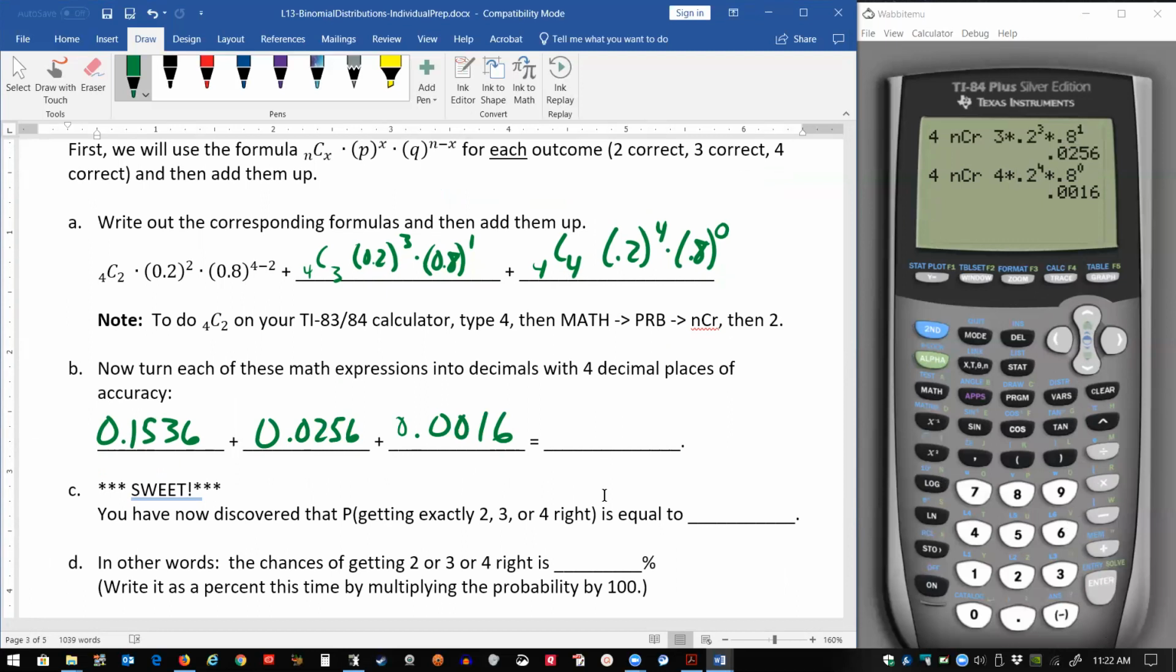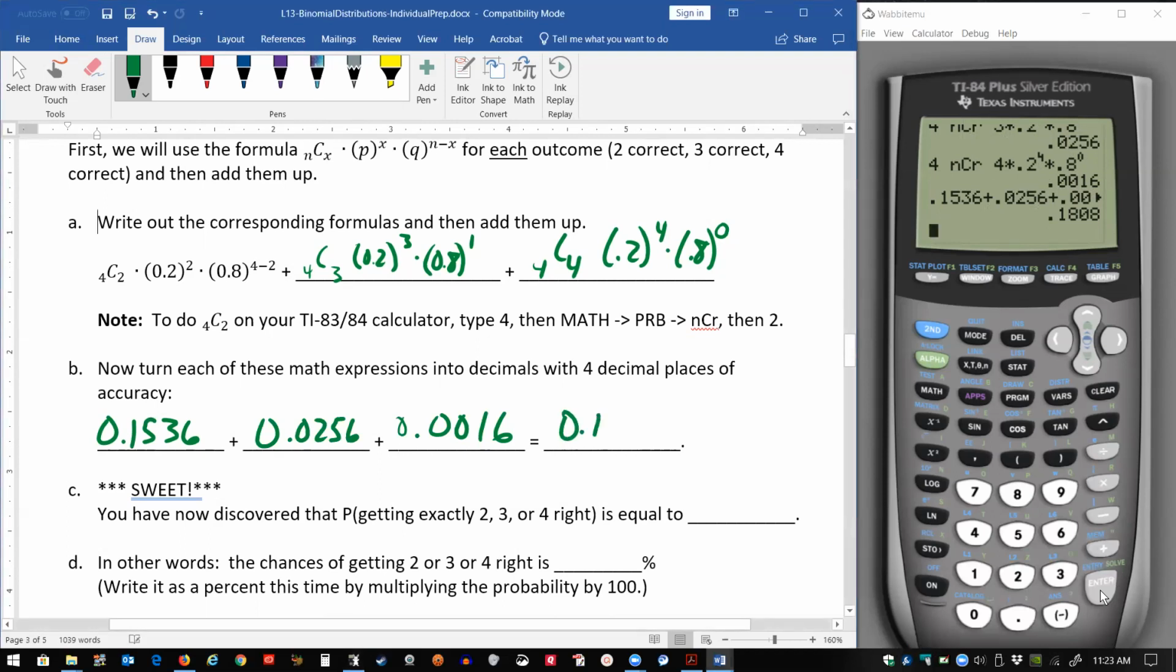Okay, so now we add all of those up and we'll get the probability that Eric gets 2, 3, or 4, right, because that's an addition rule problem. Okay, we talked about those probability type problems. It's an or case, 2, 3, or 4. So we add them up, and what do we get? 0.1536 plus 0.0256 plus 0.0016. And we end up with a probability of success of 0.1808. So an 18% chance that Eric will pass just by randomly guessing.